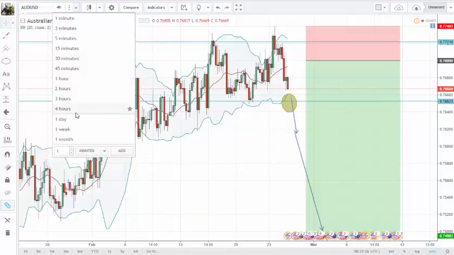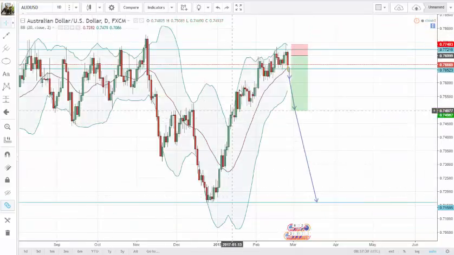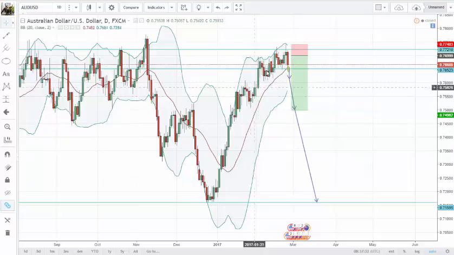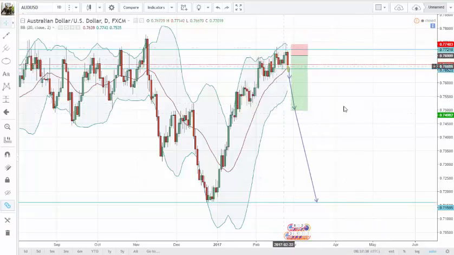I want to switch back one more time to the daily for you guys to see where we're at in this trade. Huge up move, huge up move. I didn't trade this, unfortunately, but right now we are at the moment that potentially this trade can reverse. So watching this one closely next week.